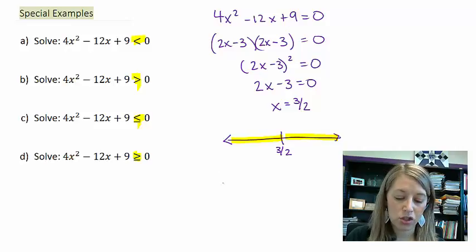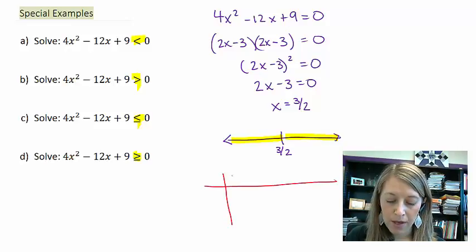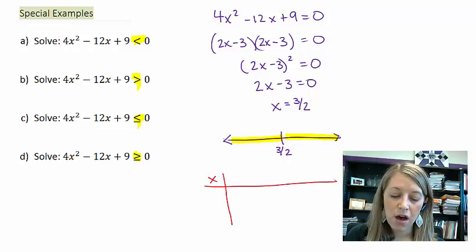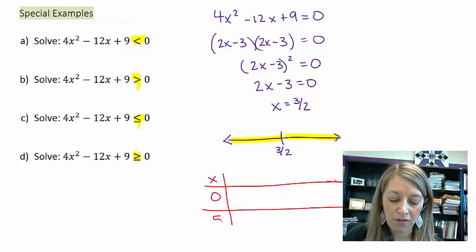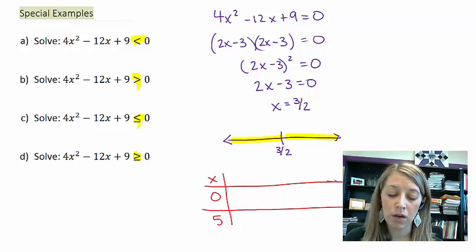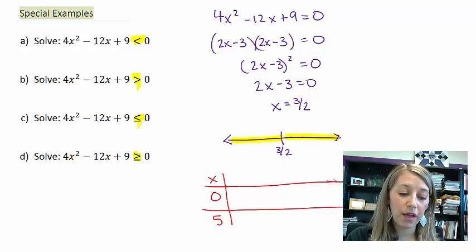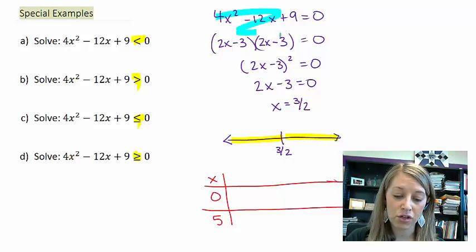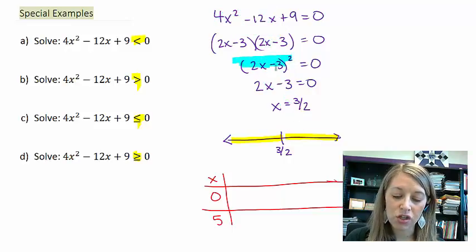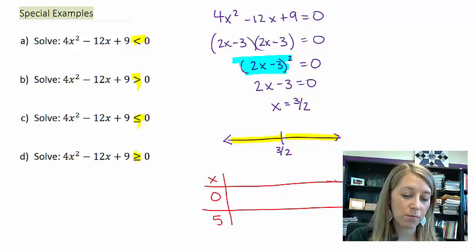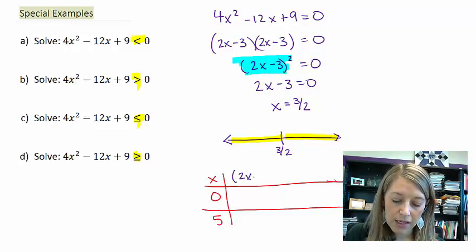Okay, so I'm going to do my chart here where I pick two x values for my two intervals. On the left, I'm going to put 0, because 0 is the easiest number smaller than 1 1/2. And on the right, let's just pick 5. But again, anything larger than 1 1/2 will do. We need to plug this into any one of these versions over here, but as I always suggest, the most factored version is going to be the easiest. So that's the one I'm going to plug it into. 2x minus 3 squared. Okay, so let's plug each of these numbers in.